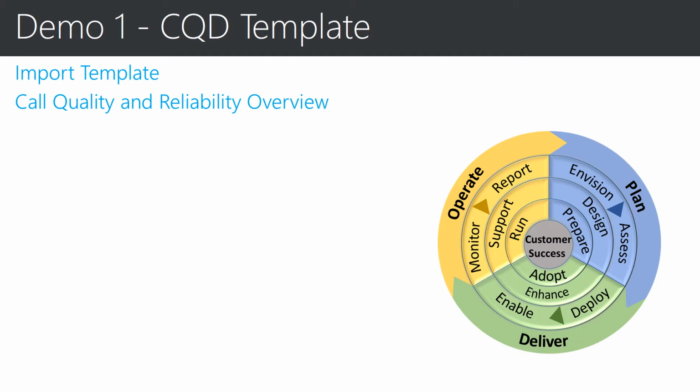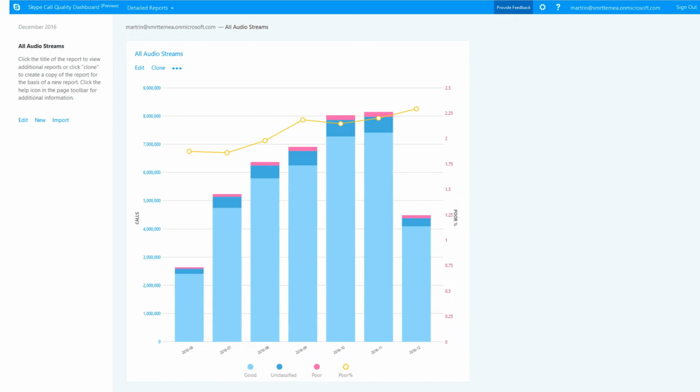In this demo, I will show you how to import the template provided and how to review the call quality and reliability data that's available there. So I've logged into my CQD portal, and as you can see, we only have the all audio streams default reports available. Now, we've developed a template for you, so please go to the Skype Operations website and download the template from there. I did that already, and I'm going to import the template.